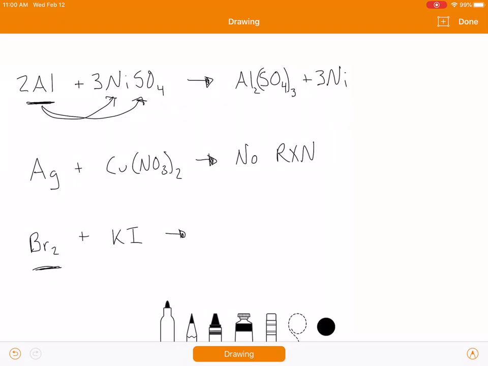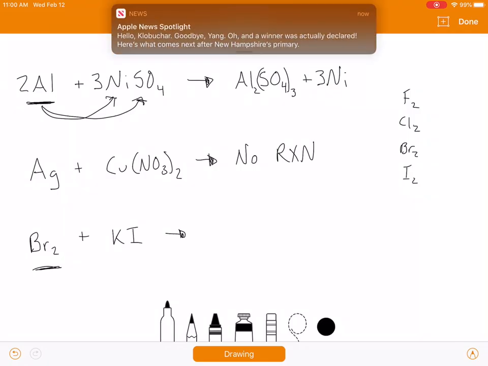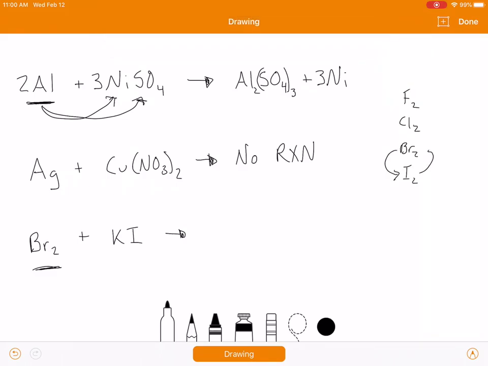And the activity series for the halogens is the same as it is on the periodic table. So on the periodic table, fluorine is on top, then chlorine, then bromine, then iodine. So remember, they're all diatomic. So fluorine can replace any of them, iodine can replace none of them. So in this case, bromine is above iodine. Iodine is not above bromine, so this can't happen.